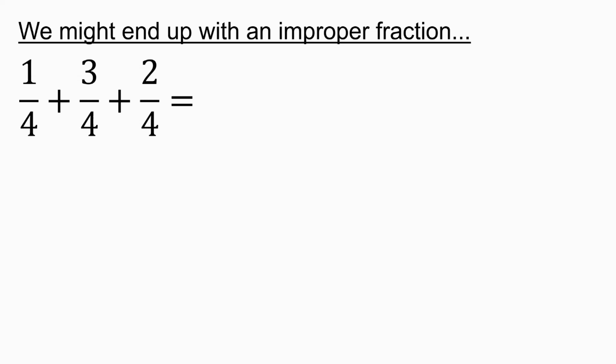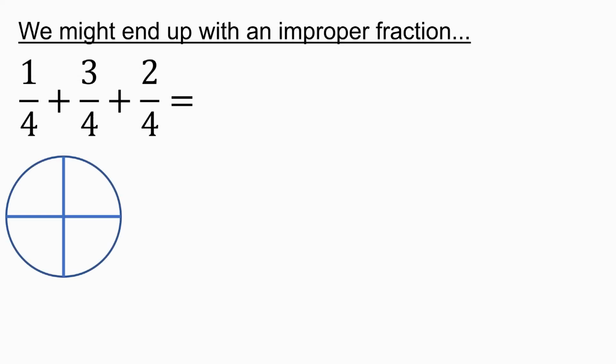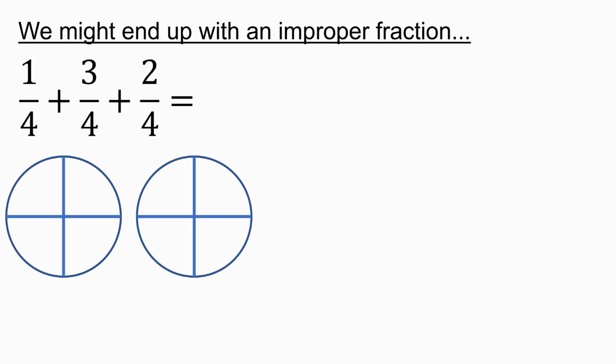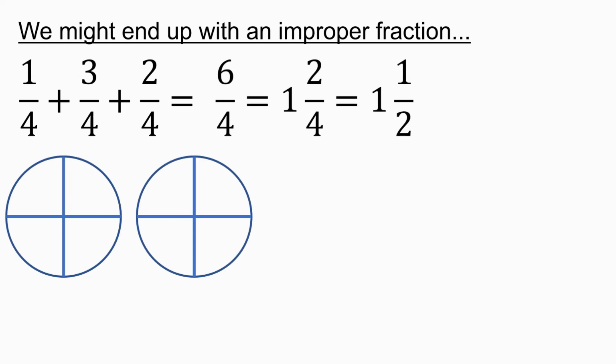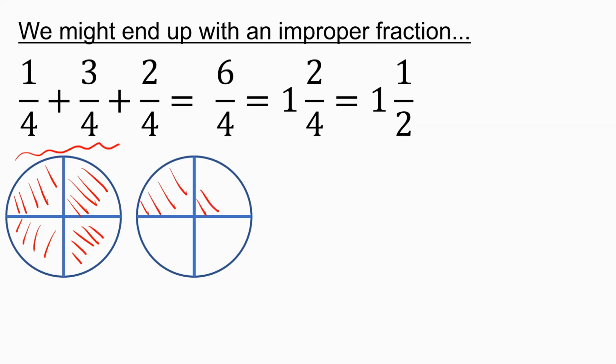Here we want to add 1/4, 3/4, and 2/4. Going on from what we said before, this will give us 6/4, and we can visualize it like this: 1/4 plus 3/4, so I'm shading in what I'm adding. So 1/4 plus 3/4 has given me 1 whole, but I've still got 2 more quarters to add. And if I do this, I can see that I've got 1 whole circle and then half a circle. So the answer is 1.5.